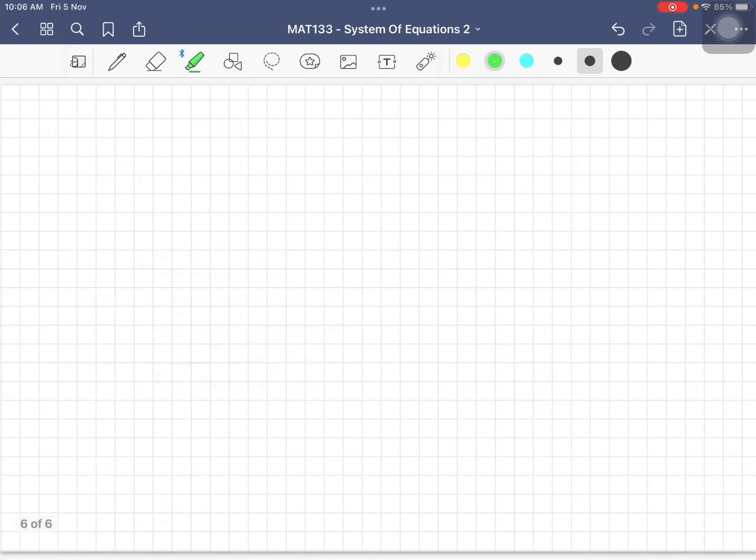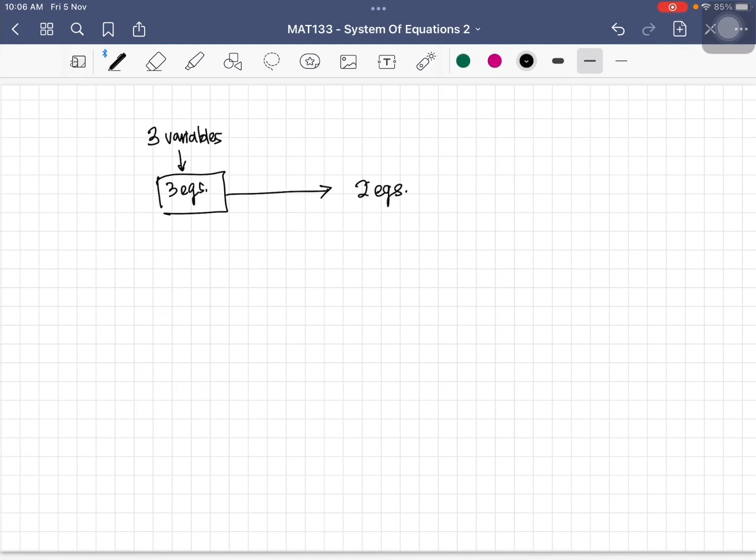Solving simultaneous equations in 3 variables. Please take note that if we have equations in 3 variables, meaning we have 3 equations, what we need to do is reduce the 3 equations into 2 equations with only 2 variables. Either we eliminate x, y, or z. We can eliminate one of them. When we have 2 equations in 2 variables, we can solve this.